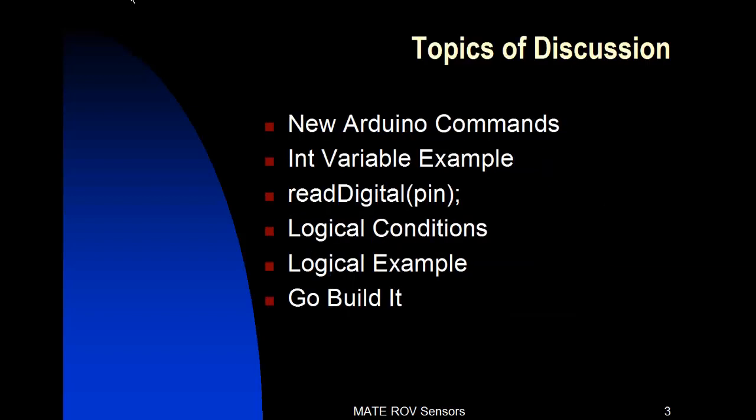We're going to cover some new Arduino commands, and those include the int variable example, a little different version of it than we used in the last module. We're going to add read digital pin, some logical conditions, which are known as if and else, and the various conditions we'll use in that if and else statements. And I'll show you an example, and then you're going to go build it in 3 parts.